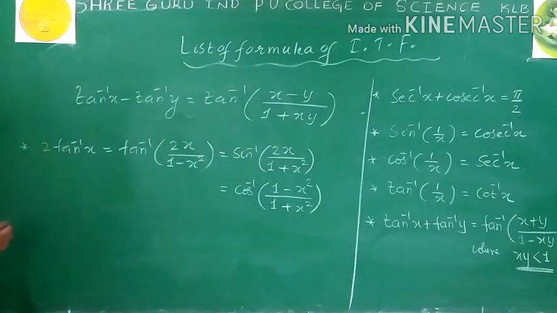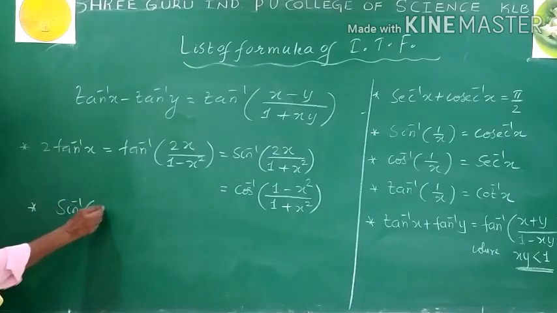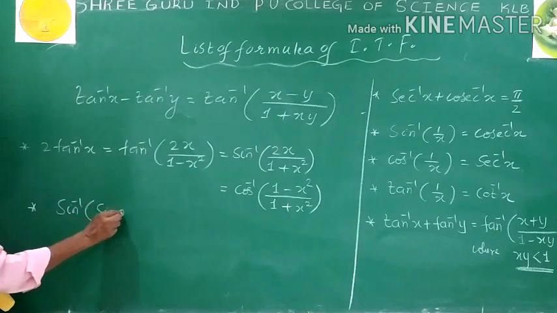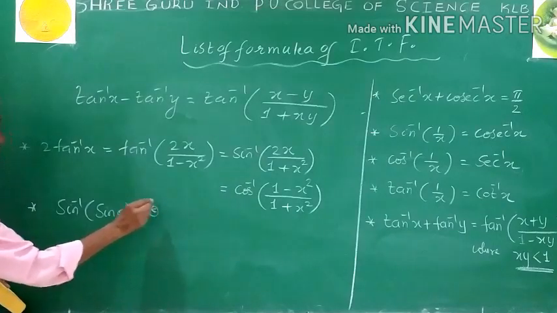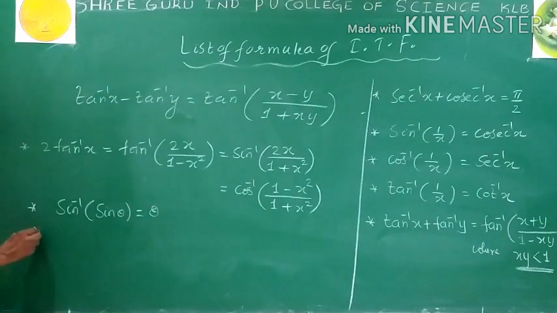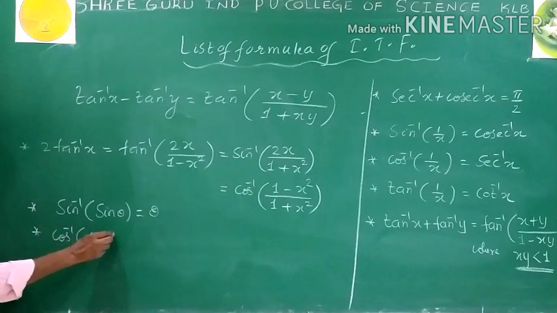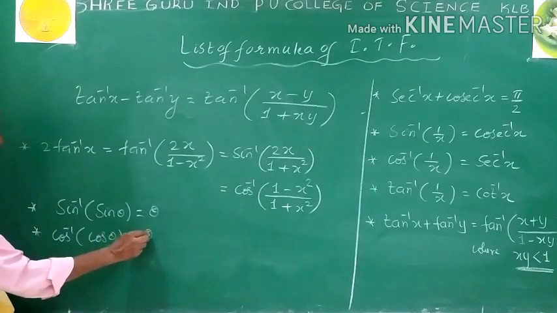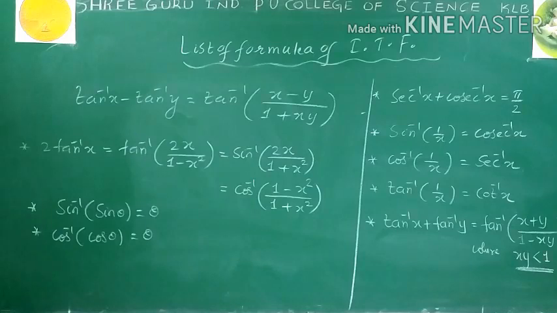Next formula, sin inverse of sine theta is always equal to theta. Next, cos inverse of cos theta is always equal to theta. Similarly, the remaining are understood, like secant inverse of secant theta is theta, cot inverse of cot theta is theta, etc. But under conditions of domain and range.